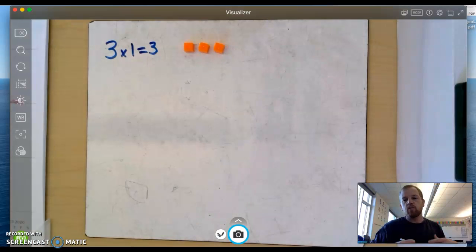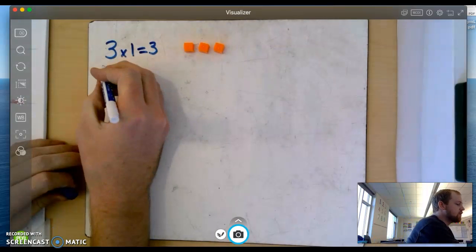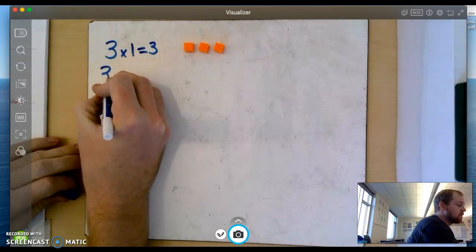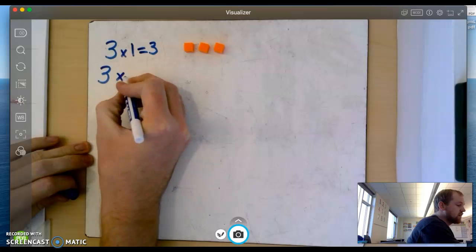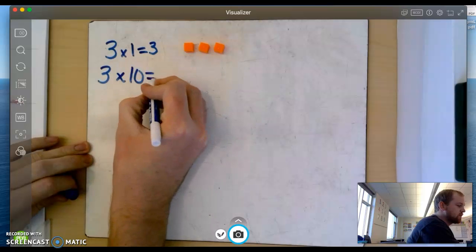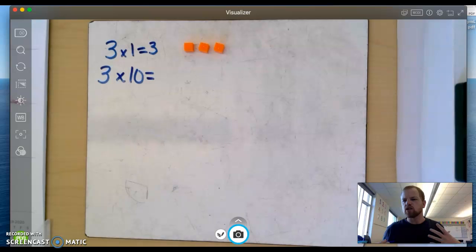Now, here's where my place value is going to come in, because I'm going to change my numbers a little bit. All right, so now I'm going to have a very similar problem, but I'm going to take 3 times 10 this time. Now, our 10s are a fact group that we are usually pretty good with. We can solve those pretty quickly.